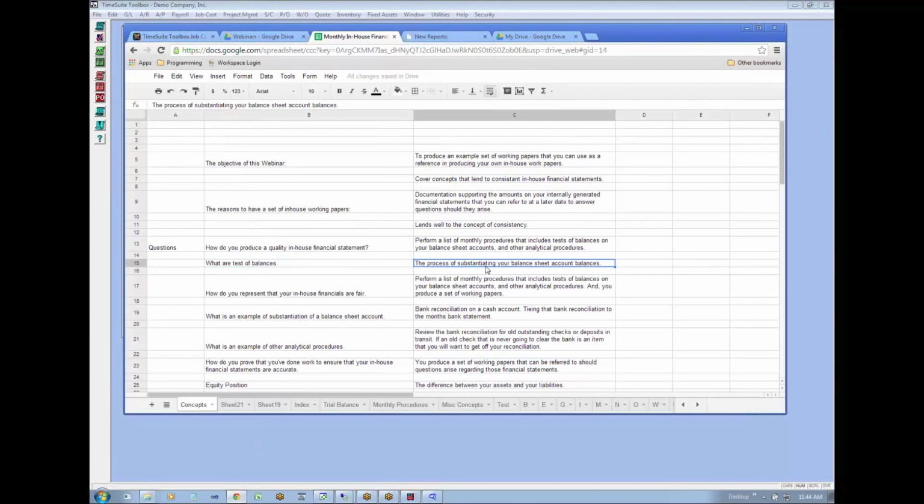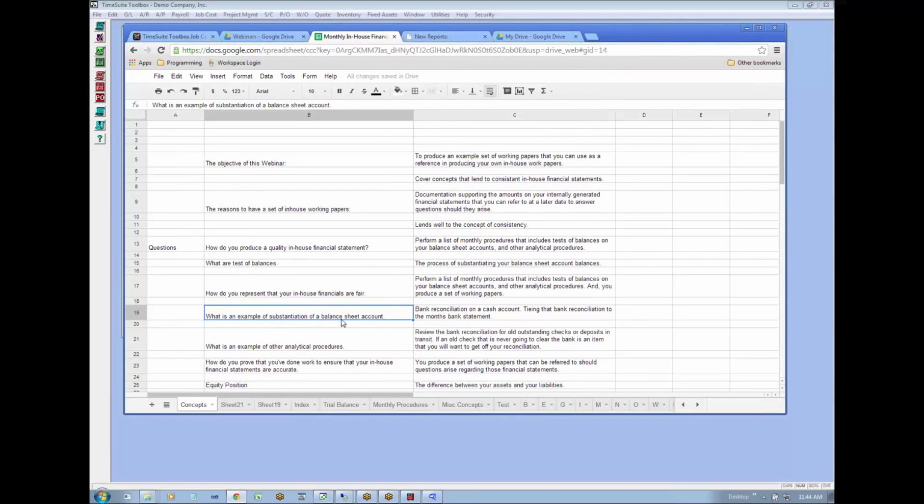So what is a tested balance? We talked about that. It's the process of substantiating your balance sheet account balances. How do you represent that your in-house financial statements are fair? You perform a list of monthly procedures that include tested balances on your balance sheet accounts and analytical procedures, and produce a set of working papers to support your work.